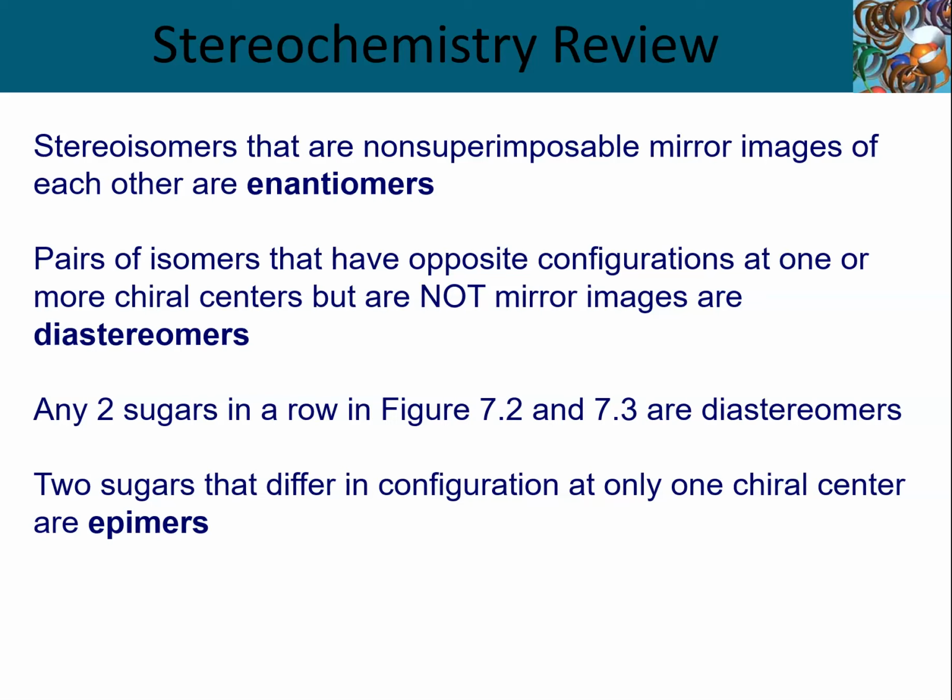A diastereomer is when you have a pair of isomers which have opposite configurations at one or more chiral centers but are not mirror images. So in that case, you haven't inverted every single invertible position. You've only inverted a few of them. And that's going to give you a diastereomer. So what we're looking at in these previous slides are examples of diastereomers in any two rows.